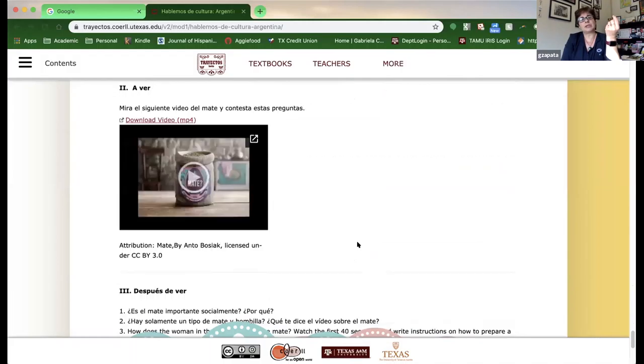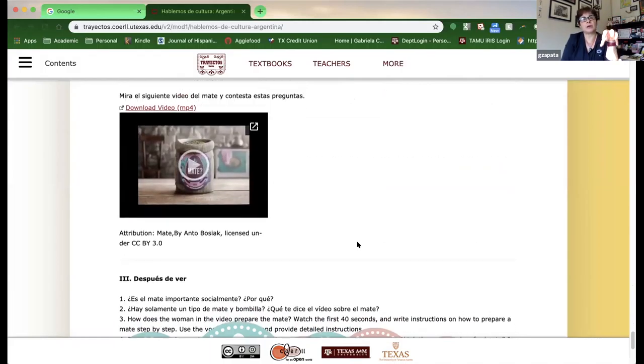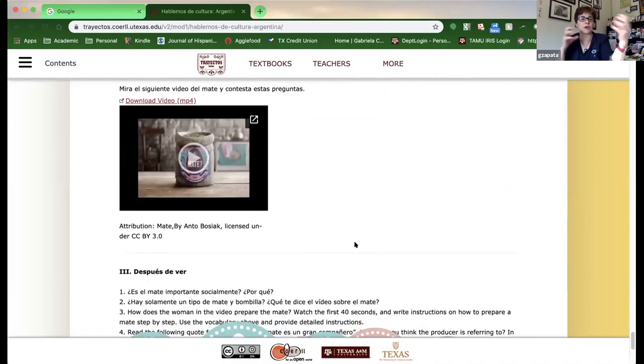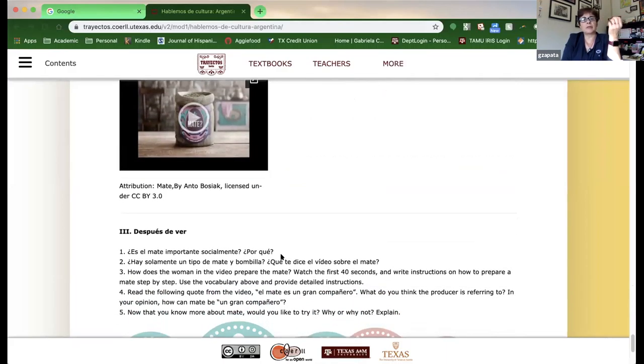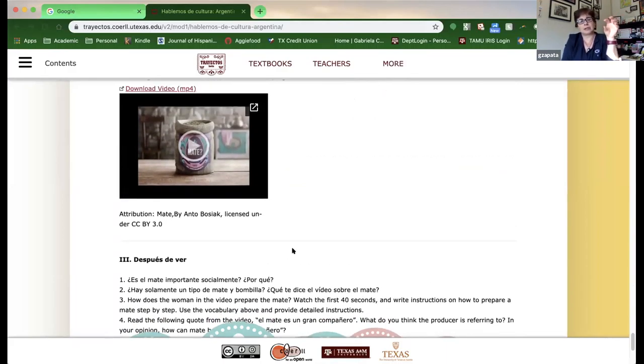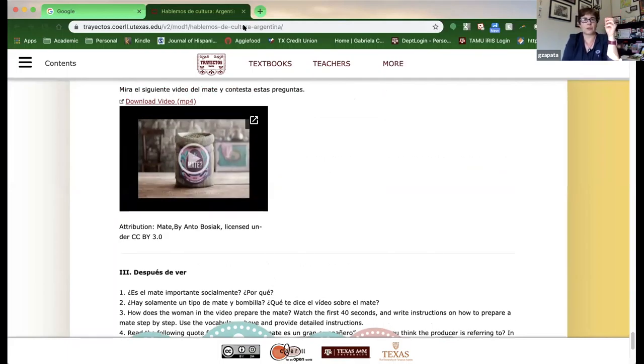And in particular, we liked it because it shows the social aspect of mate. And that's what we want to emphasize because we tie it to social aspects in Argentinian culture. So this is the way we used it. We didn't exploit it as much as we could have because of the performance level that the students have in this particular volume. But there are other ways in which you can use a video like this. And let me go back to my presentation now.